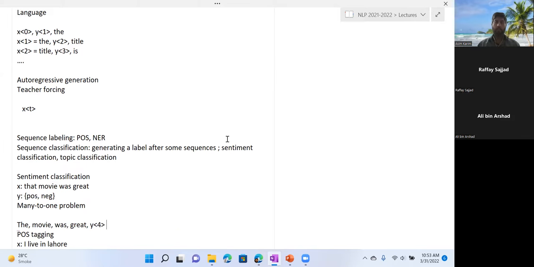ठीक है, and this y4 would be either positive or negative, meaning that you have a sigmoid activation function, a binary classification layer after the fourth input into the network. So pehli input ko bhi nahi humne consider kiya, dusre ko bhi nahi kiya, teesre ko bhi nahi kiya, chauthe ke baad humne phir output li. So this is how you use actually a recurrent neural network for a many to one problem or a sequence classification problem.